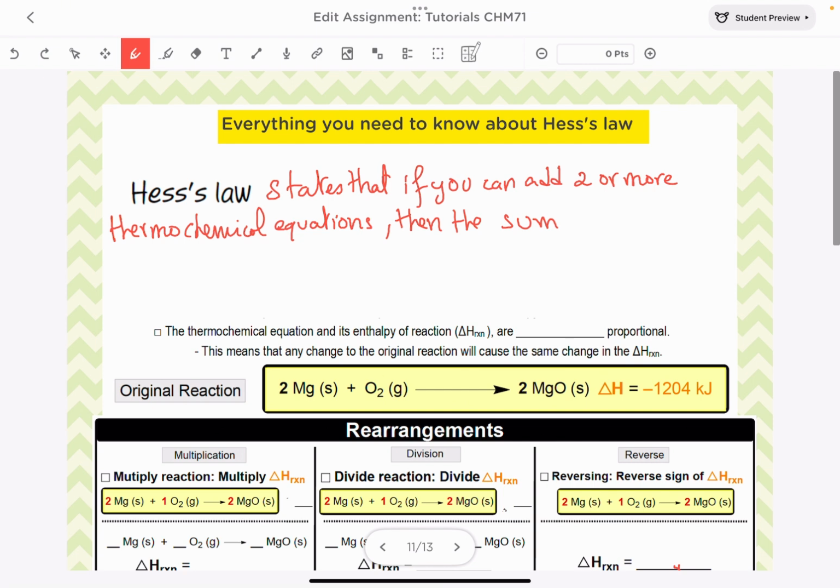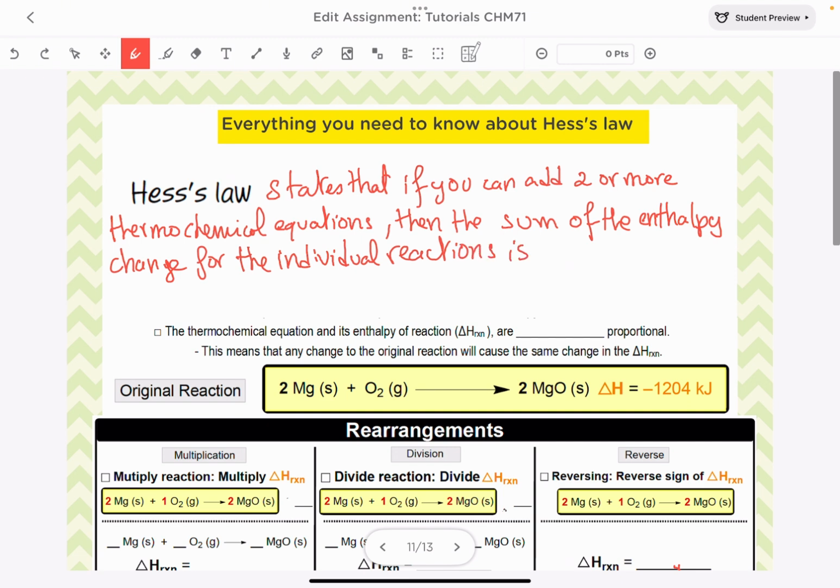So I'm going to write this down. The sum of the enthalpy change, delta H, for the individual reactions or the step reactions is the enthalpy change for the final reaction. I'm gonna break this down and clarify it step by step.